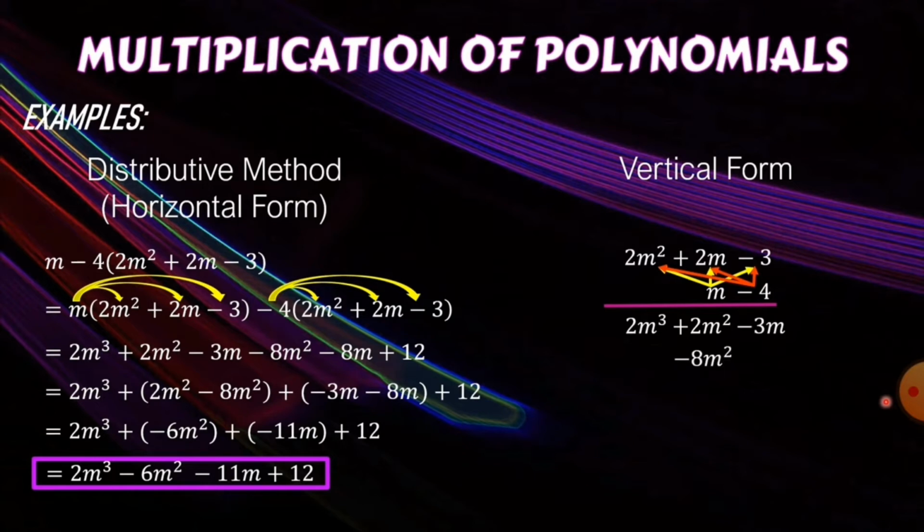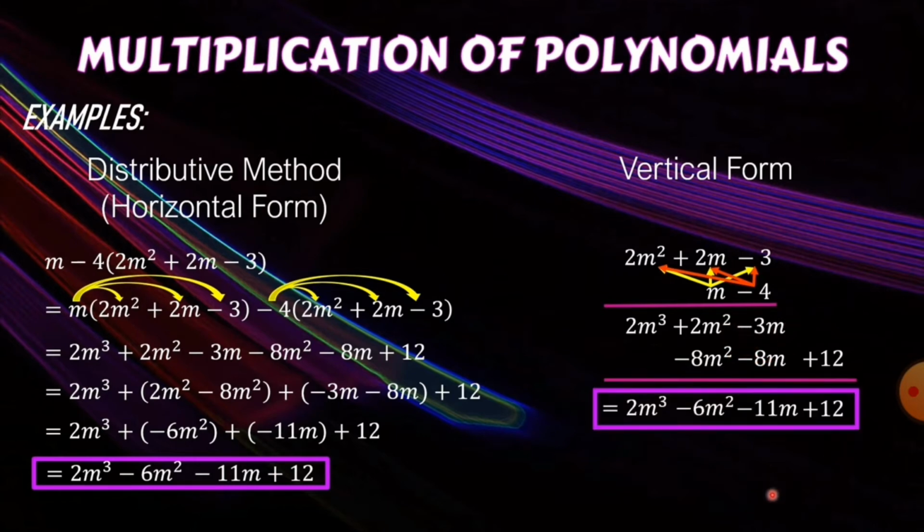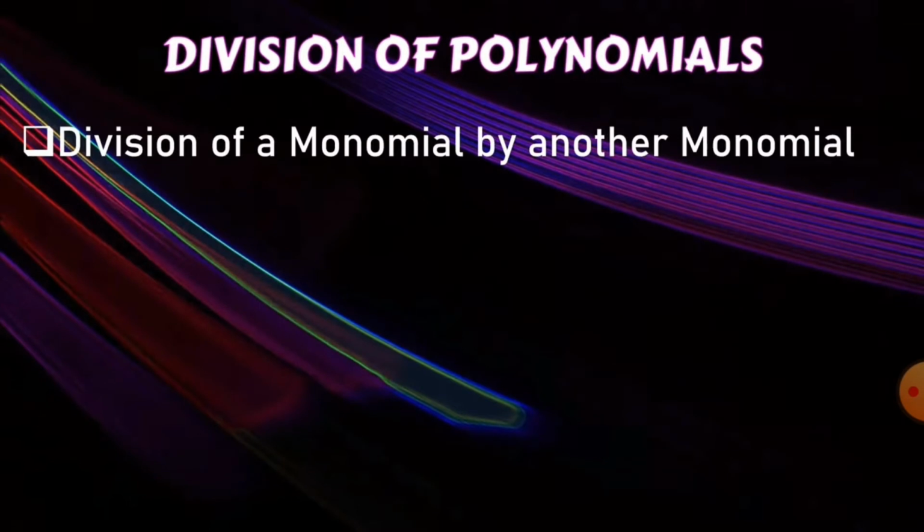So dito natin ilagay kasi they are like terms ni 2m squared. Then negative 4 times 2m, magiging negative 8m. Then negative 4 times negative 3, that's positive 12 kasi they have the same sign. Then simplify the like terms. So you can see they have the same result sa first method and the second method. Okay? So let's proceed now to the division of polynomials.